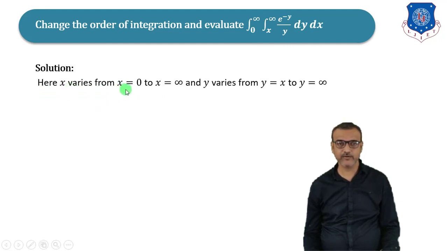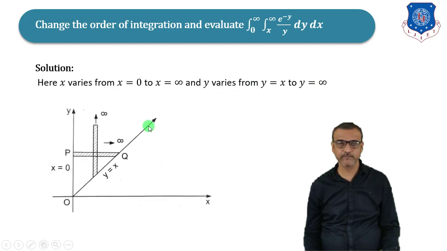Here x varies from x equals 0 to x equals infinity, and y varies from y equals x to y equals infinity. This is the graph we have drawn with the help of the lines x equals 0, x equals infinity, y equals x and y equals infinity. The x equals 0 line is nothing but the y-axis. We cannot represent the x equals infinity line in the given graph. Then y equals x is a line passing through the origin. And we cannot represent the y equals infinity line in the graph either.